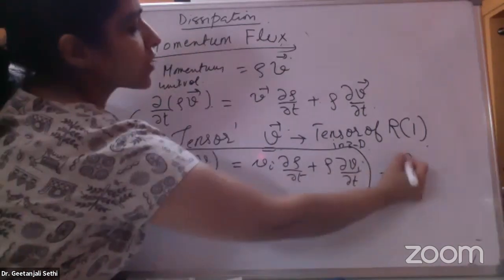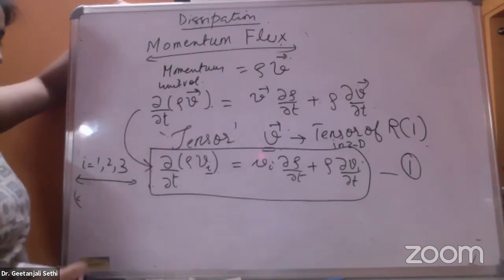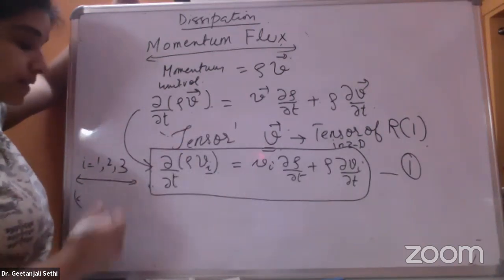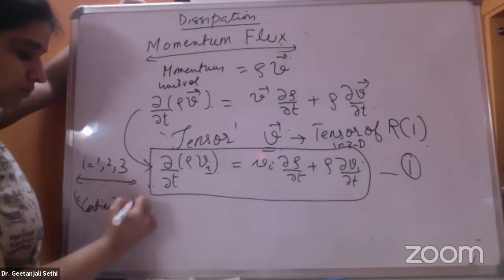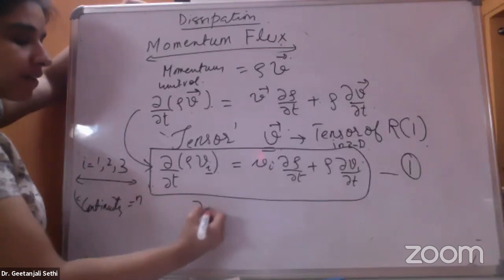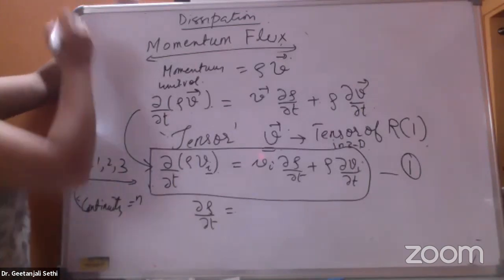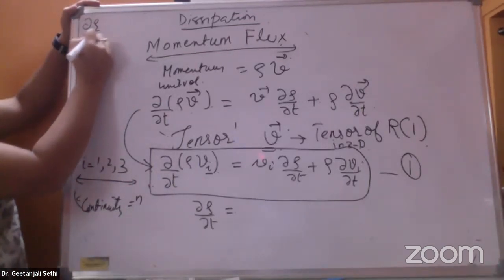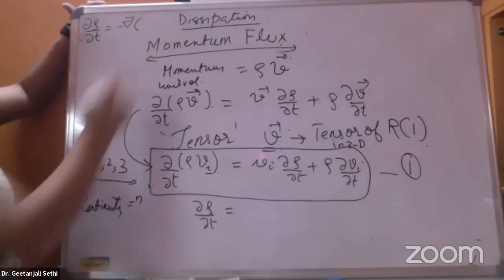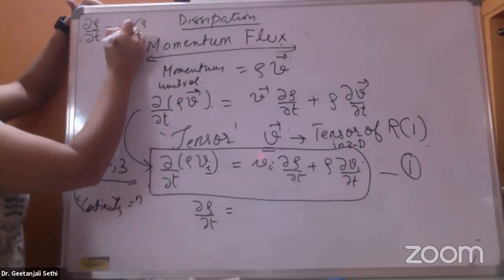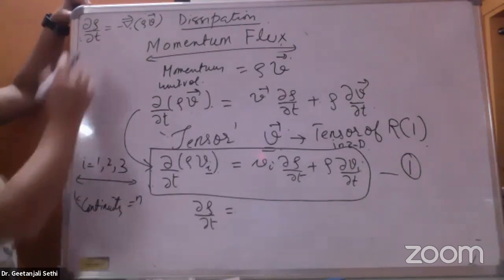Let me call this equation number 1. I don't have the habit of putting equation numbers, but let's put them for some time because that will help us. Now from the continuity equation, what do I have? I have del rho by del T equal to. Let me remind you, the way we wrote the continuity equation was del rho by del T plus the divergence, del dot rho V, in vector form.